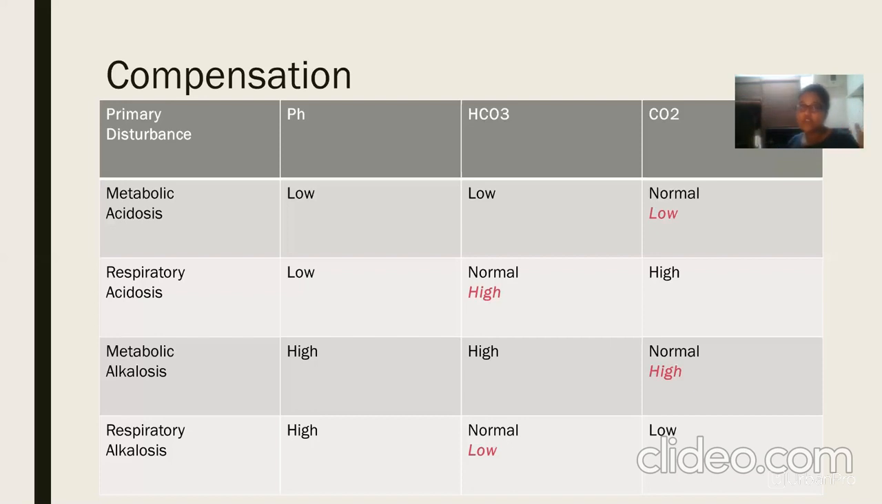Hence, that's compensation. So the body, for metabolic acidosis, essentially throws out all the carbon dioxide in some way, creating a respiratory alkalosis. It just throws all the carbon dioxide outside.